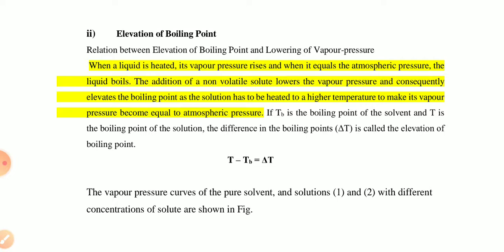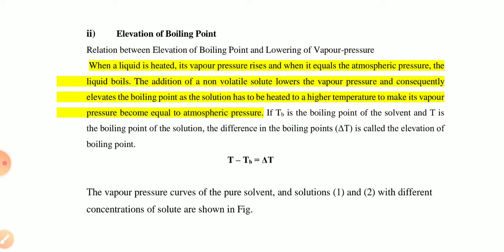So students, we have discussed the lowering of vapor pressure, which is one of the colligative properties of a solution. For today's class, we will discuss the elevation of boiling point and freezing point depression. First, we have to discuss the elevation of boiling point. This is a colligative property of a solution, and it is also known as the relationship between the elevation of boiling point and lowering of vapor pressure.